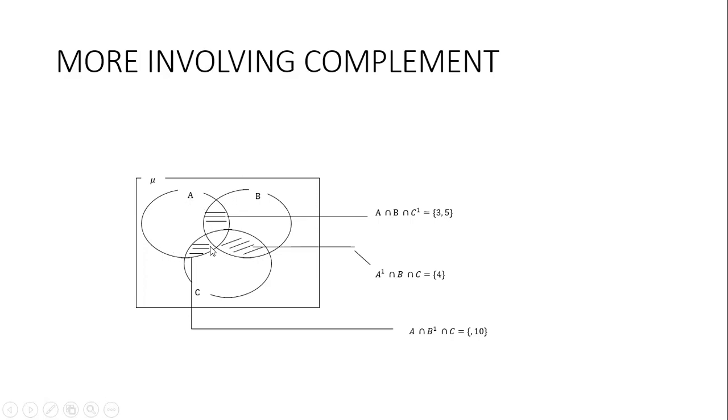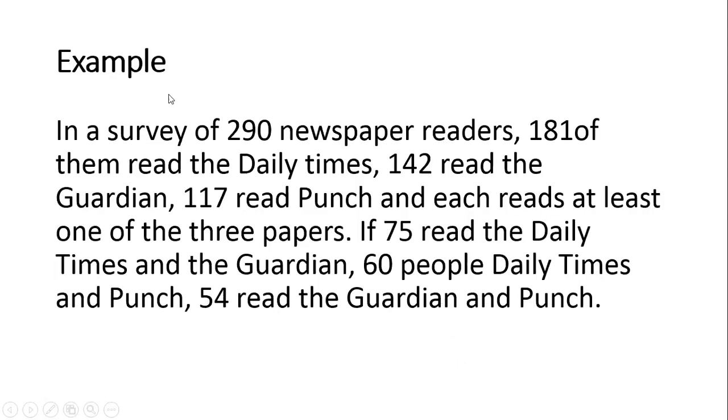And the element found in A and C alone. So B will carry the complement: A intersection B complement intersection C. And the element found there is 10. Which means we have done everything about the set. So we want to do an example to illustrate that.